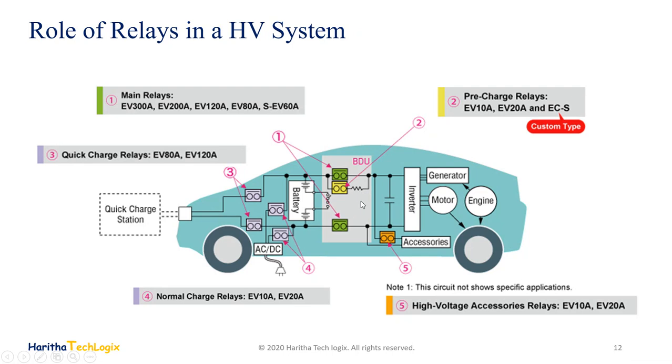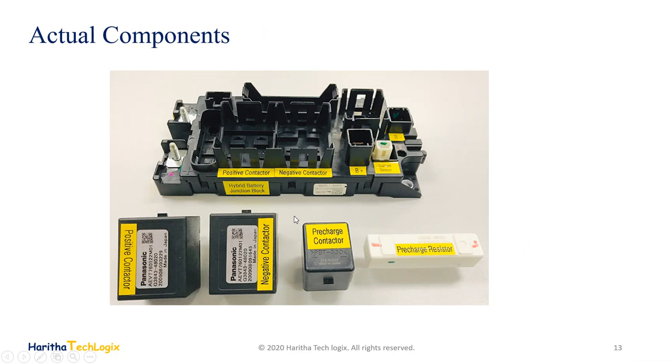These are very safety critical components of the electric vehicle. And these are the actual components: the positive main relay, the negative main relay, the pre-charge relay, and the pre-charge resistor. Sometimes people call it a pre-charge contactor. We can also call it a relay. And this is called the battery junction block, which usually sits on the battery pack assembly. This is an example from a vehicle called the Chevrolet Bolt EV.